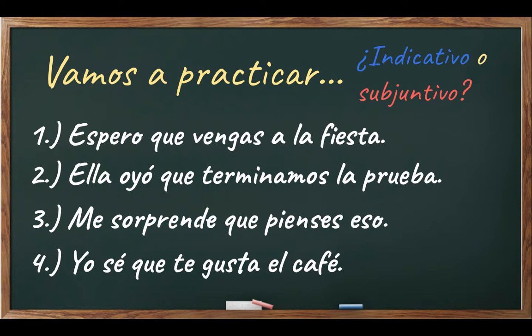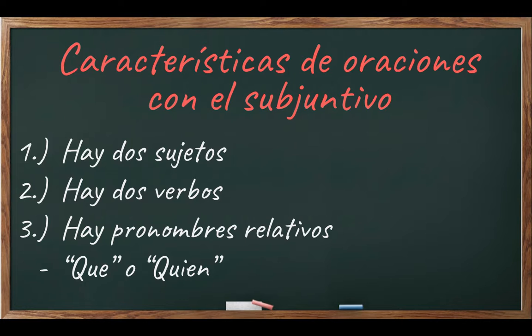So let's get started. Now, we had these 4 sentences that you were looking at. I wanted you to select whether they were indicative or subjunctive. Now, that should be pretty easy because you can see the verb conjugations, like vengas and pienses, but I wanted you to prove it and kind of justify your answer. So using our different criteria, why is this a sentence in the subjunctive, or why is it a sentence in the indicative? So let's review those criteria really quick. So we had the 3 characteristics.